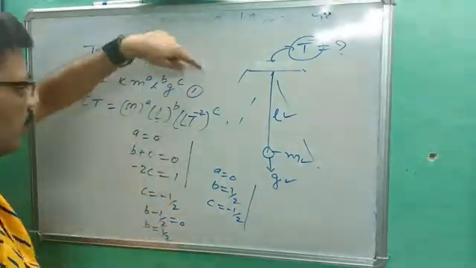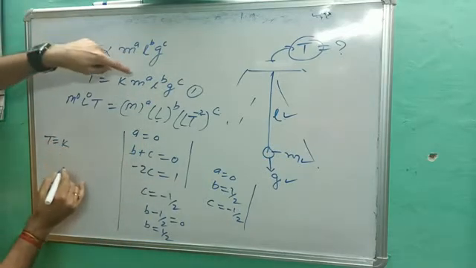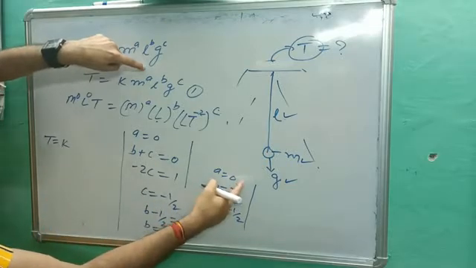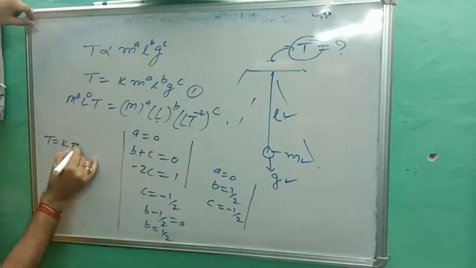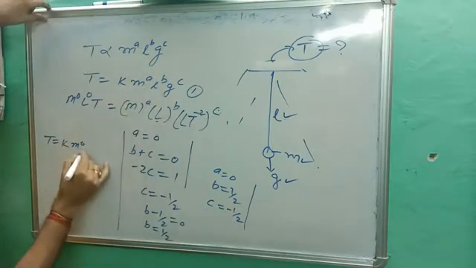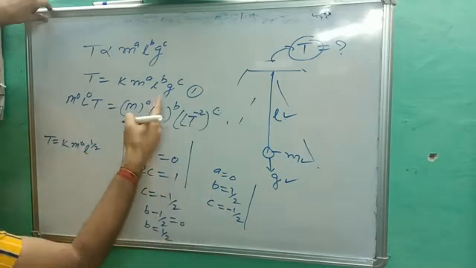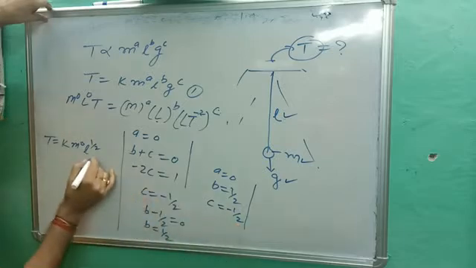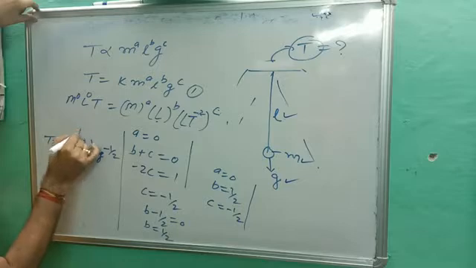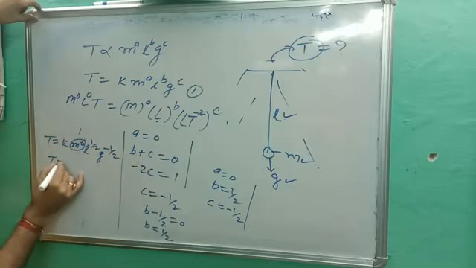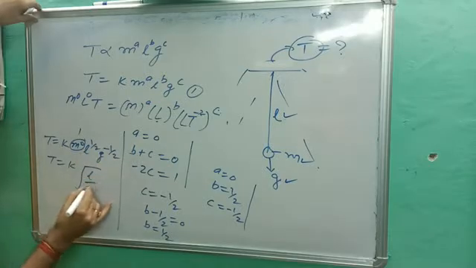Now we go back to the first equation. What do we get? T = k m^a, where a = 0. We have taken m, but a becomes 0, meaning m^0. L^b, where b is 1/2, and g^c, where c is -1/2. Now m^0 is equal to 1, so it will not be included. So we get T = k under root L, and g will go down: T = k√(L/g).